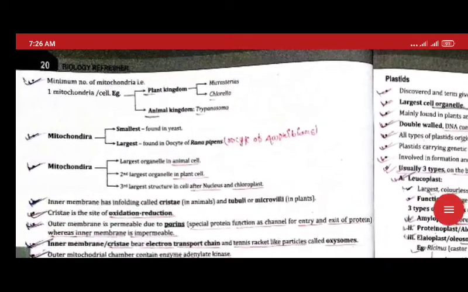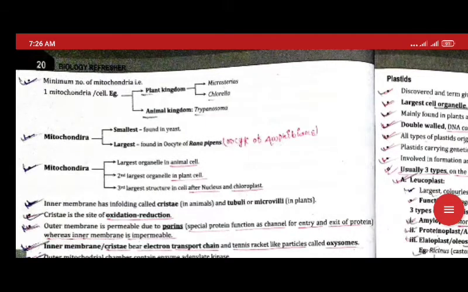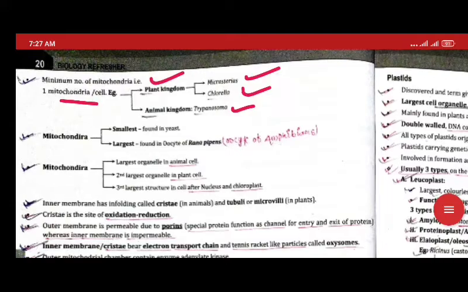Continuing with mitochondria. Here is the minimum number of mitochondria: if one cell contains only one mitochondrion, that is in plants, in Chlorella and Microsterias. Now in animals we have Trypanosoma. Trypanosoma we have studied, that causes sleeping sickness. So it induces what? Sleeping, called Trypanosoma cruzi and Trypanosoma giardia.